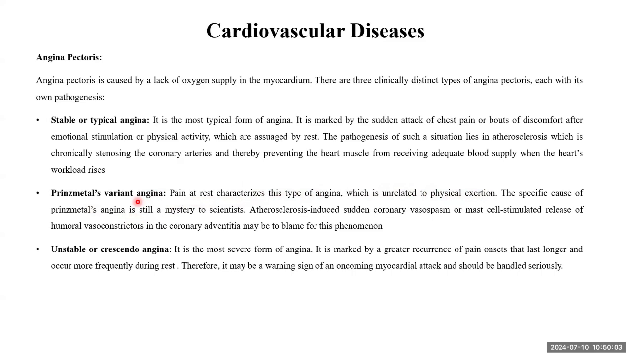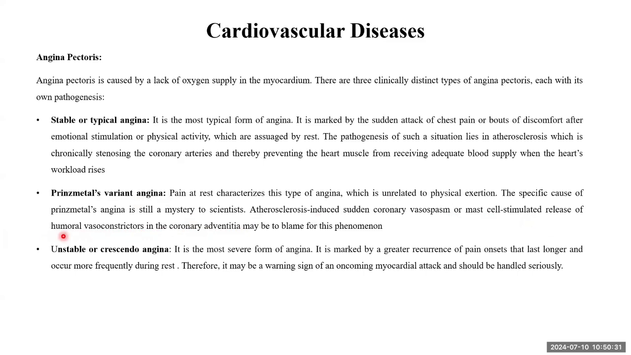Usually it is related to vasospasm, which means contraction of the blood vessels that are supplying the heart due to any reason, I would say an unrecognized reason, or if there is any allergic reaction. Sometimes mast cell stimulated release of humoral vasoconstrictors in the coronary adventitia. Okay, what happens if there is any anaphylactic shock?